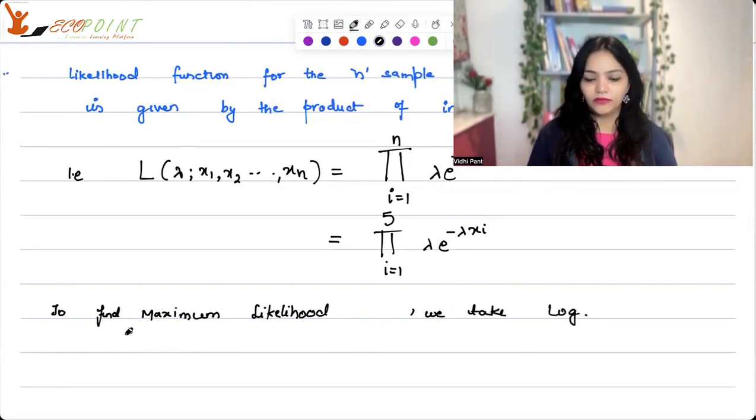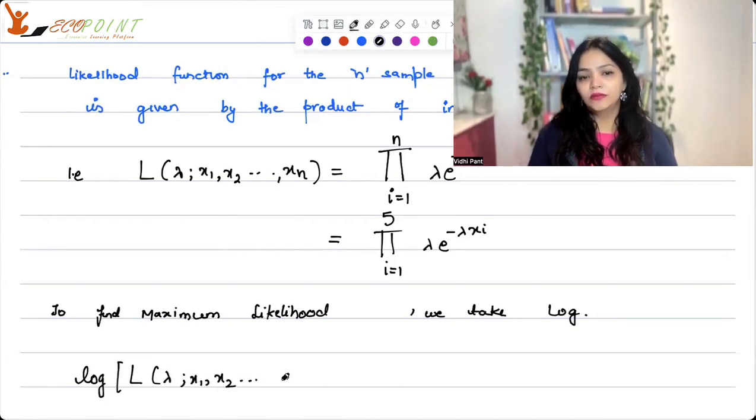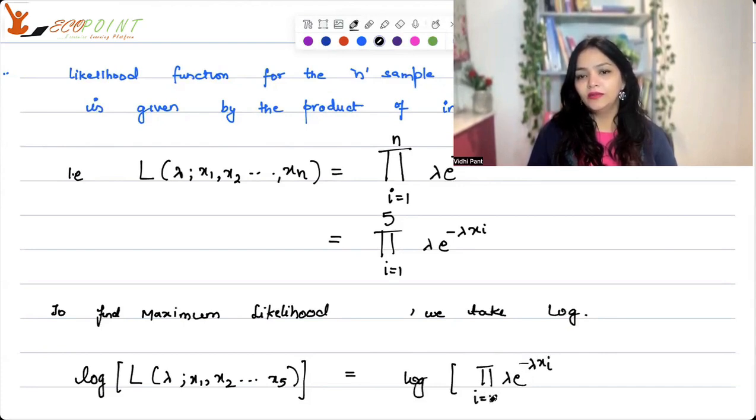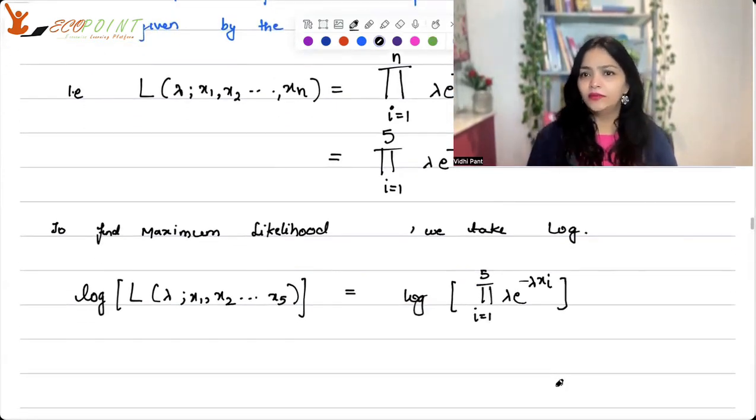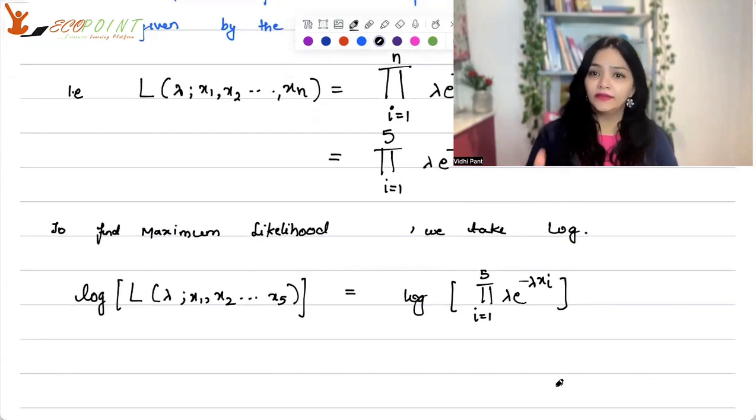So we're taking log on both sides. Take log of this function L of x1, x2, till xn, in this case x5. On the other side, log of the product of lambda e to the power minus lambda xi, with i going from 1 to 5. If the number of observations is 10, then i will go from 1 to 10. If it's n, then it will go from 1 to n, and so on.